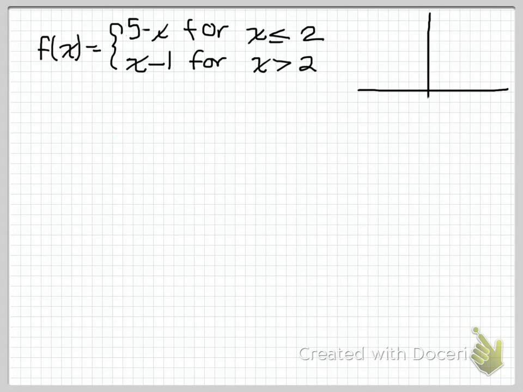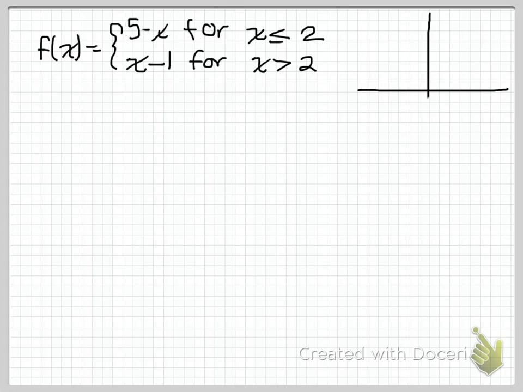We're taking a look here at graphing a piecewise function. You may have guessed that a piecewise function is called a piecewise function because it comes in more than one piece. And here we have a function which actually comes in two pieces. So there's two different values for the function.